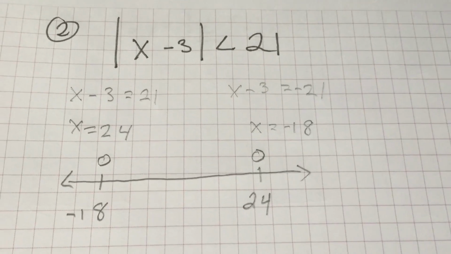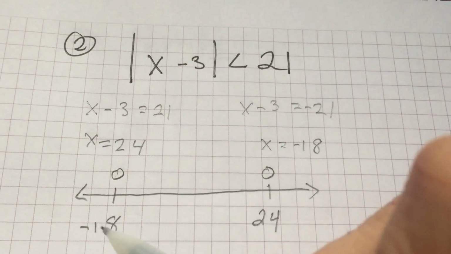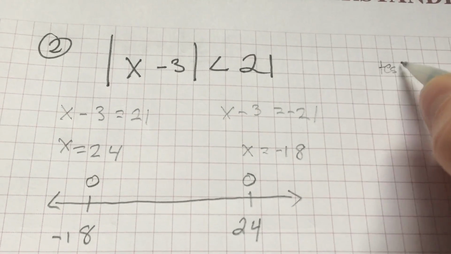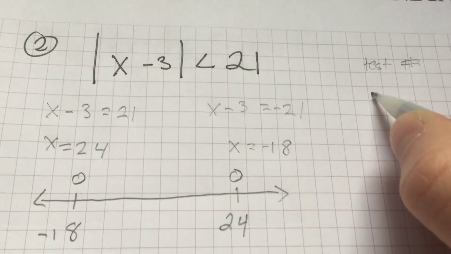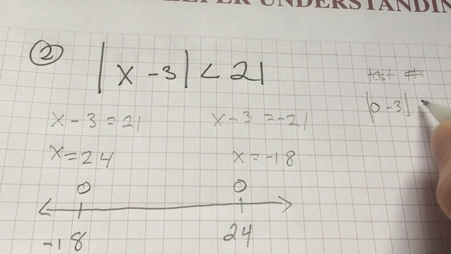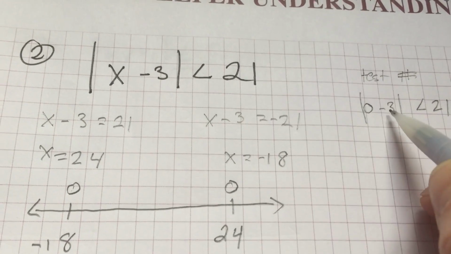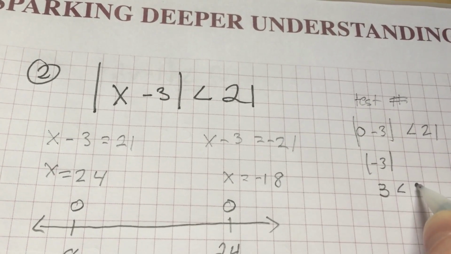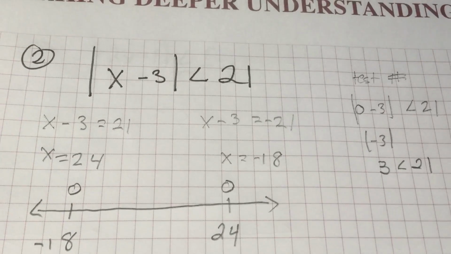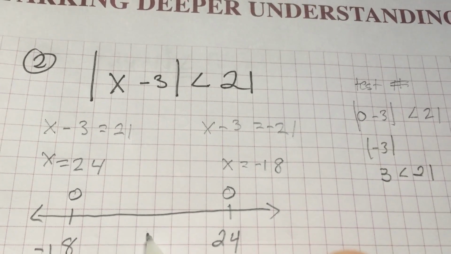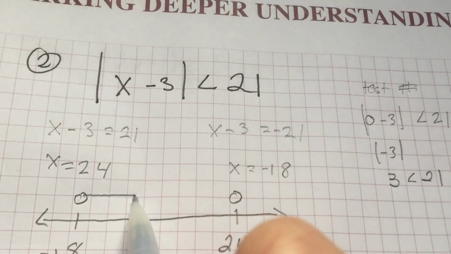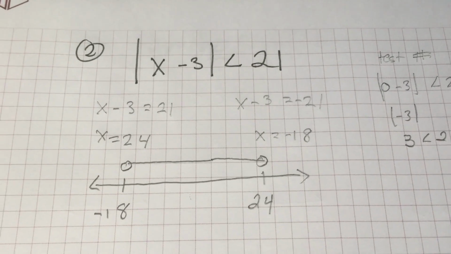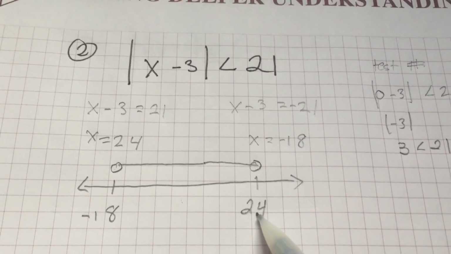So again, I want to test a point. Now, I love the point 0. So 0 is definitely in between negative 18 and 24. So test number 0. So 0 minus 3 inside my absolute value is greater than 21. So 0 minus 3 is negative 3. And the absolute value of negative 3 is 3. And that is a true statement. 3 is definitely smaller than 21. So I know that my answer 0 is included, which means every number in between these 2 points are going to be solutions. Again, we can test a point larger than 24.